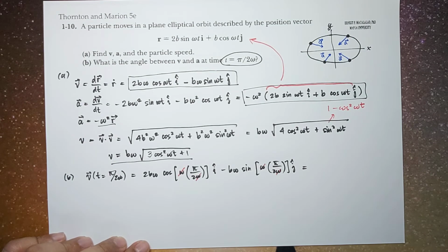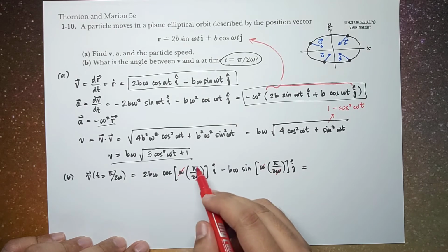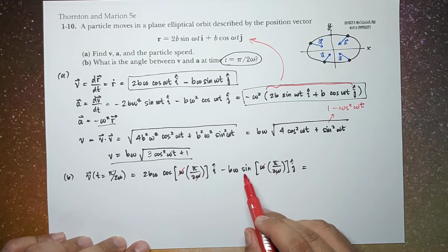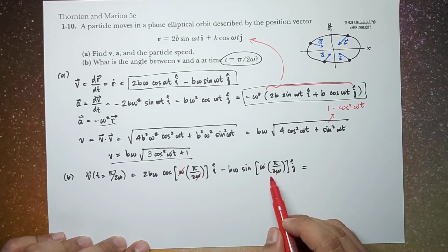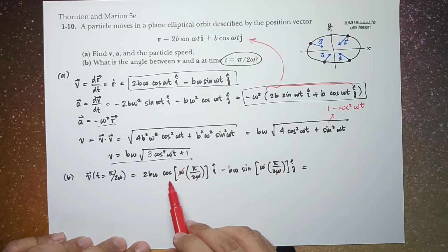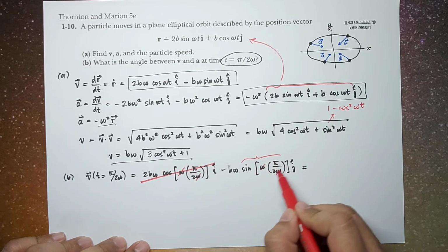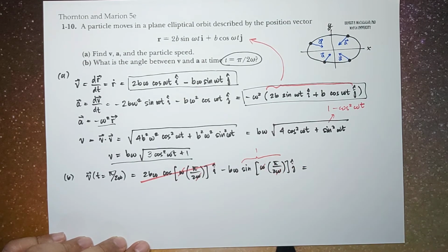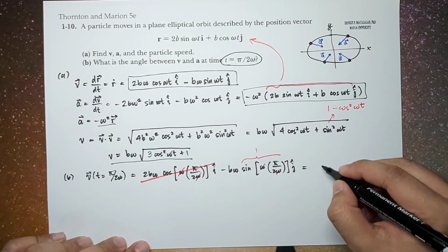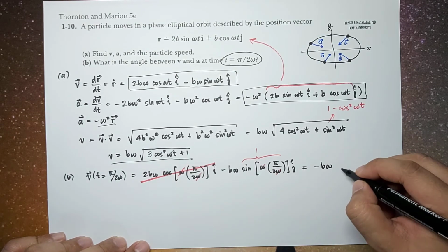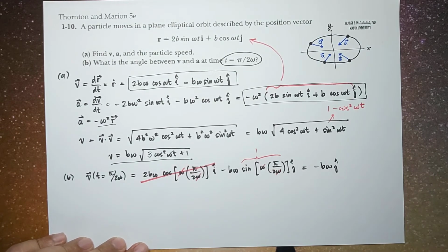So what will happen here? This becomes cosine pi over 2, and this will be sine pi over 2. We already know that cosine pi over 2 is 0, so this term will be equal to 0. And the sine pi over 2 will be equal to 1. So our final answer for the velocity at this time is negative b omega j hat.